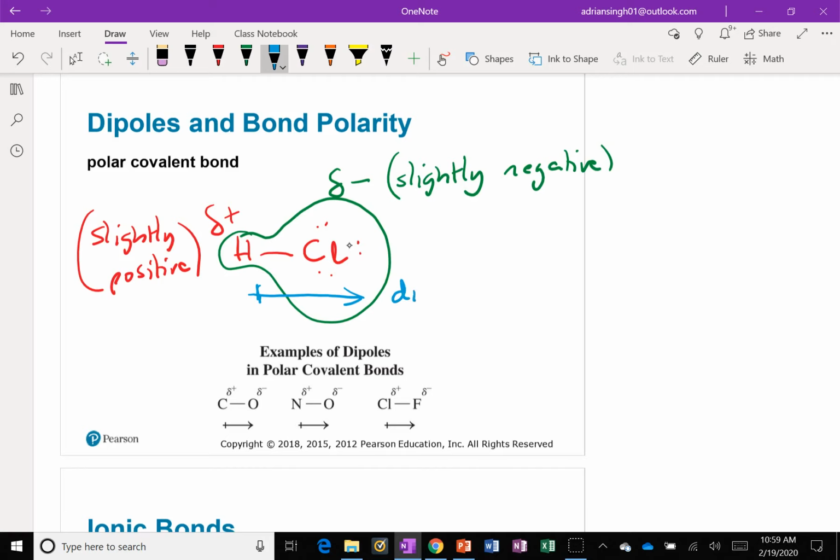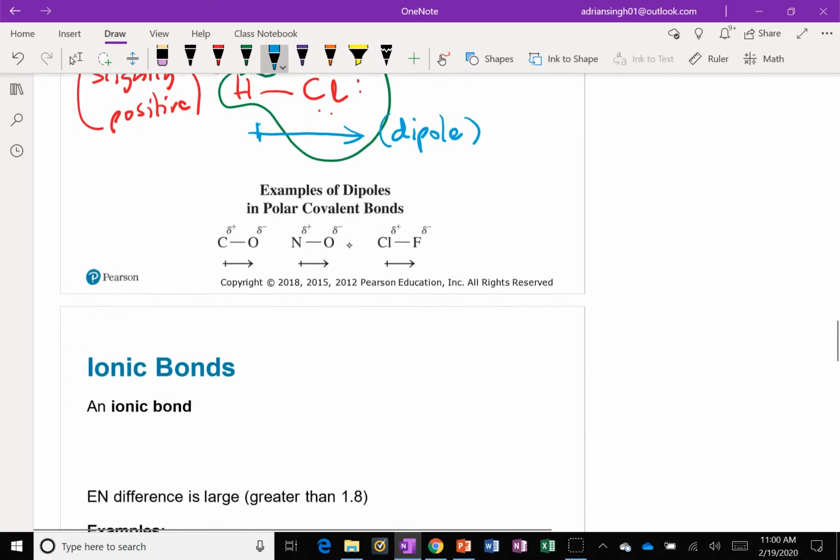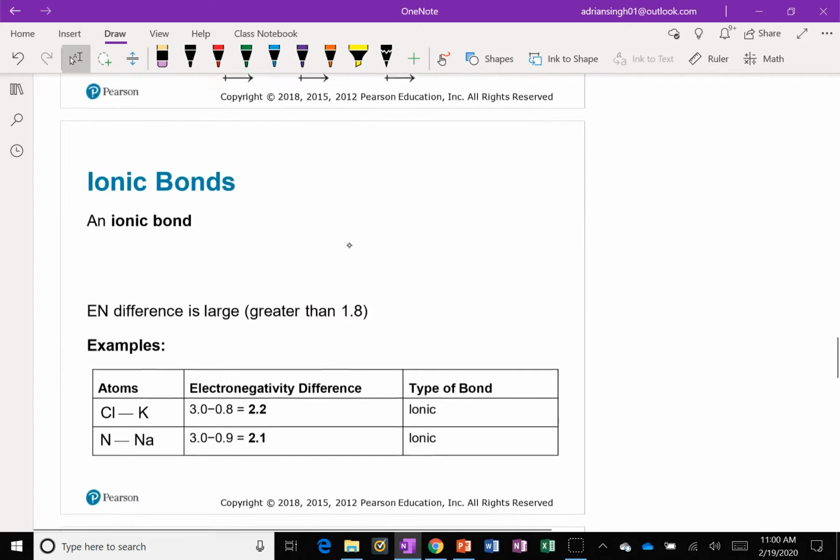We call this a dipole. Two poles, negative pole, positive pole, due to the difference in electronegativity between those two elements. And you're going to have a dipole in a polar covalent bond. Polar covalent bonds result when there's a moderate difference in electronegativity between 0.5 and 1.8.